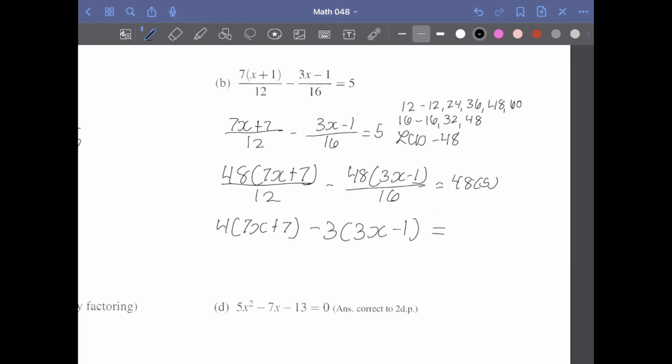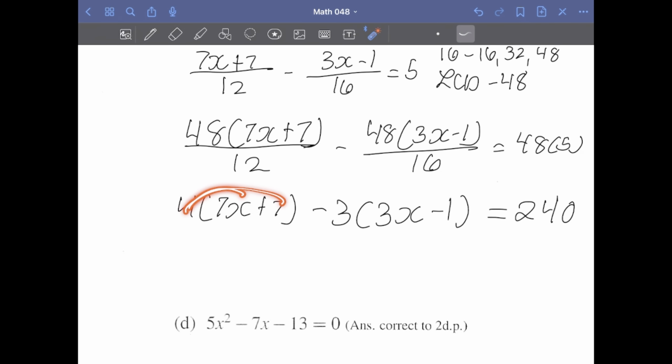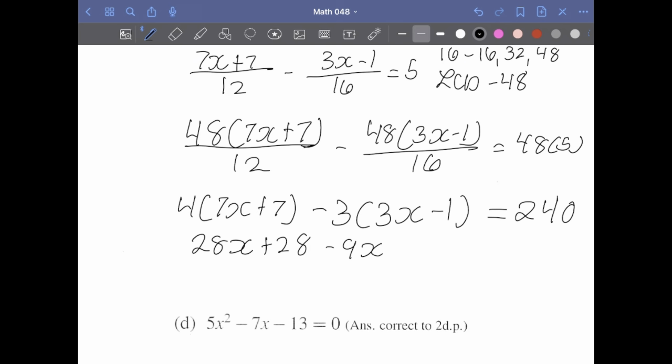And then 48 times 5 is 240. And now I want to distribute. So distribute. 4 times 7x is 28x. 4 times 7 is 28. Negative 3 times 3x is minus 9x. Negative 3 times 1 is plus 3, equal to 240.